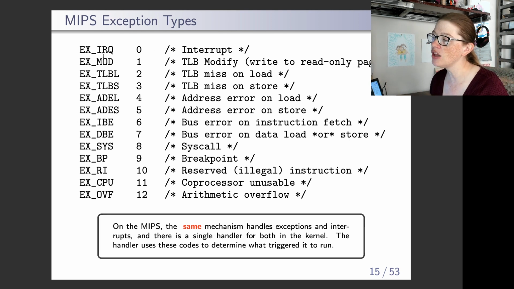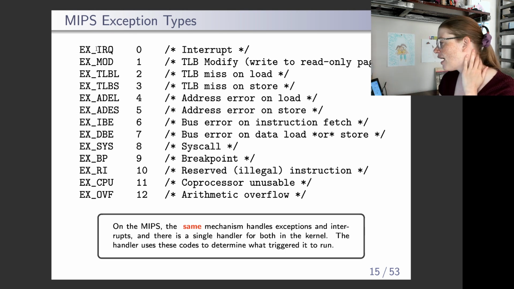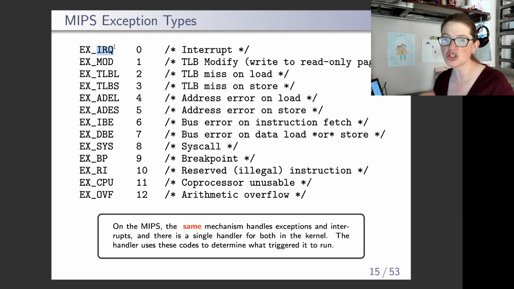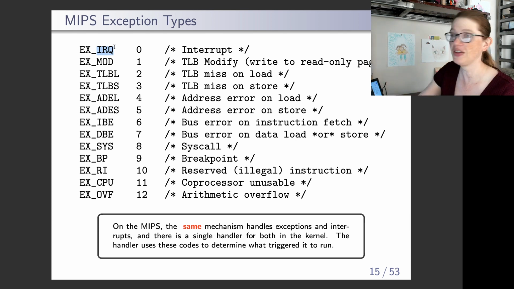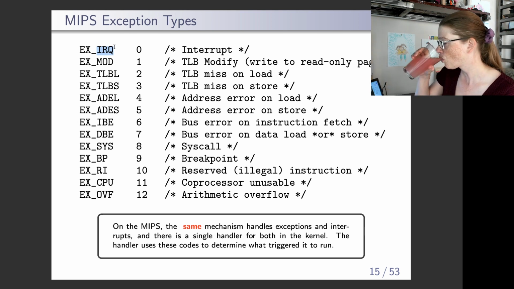So these are all of the exception types on our R3000. We've got EXIRQ, which is going to be a true interrupt. Now, one weird, quirky thing you'll note, and if you've ever played around with older Windows and the device drivers, you'll note that interrupts are always referred to as IRQs. I don't know why interrupt is short formed to IRQ. It just is. So there you go. Interrupt is IRQ.